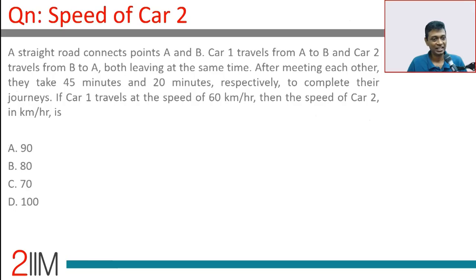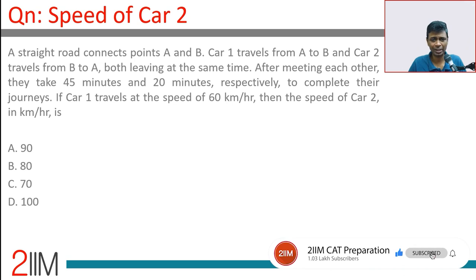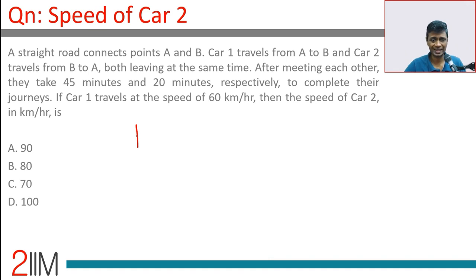A straight road connects points A and B. Car 1 travels from A to B and car 2 travels from B to A, both leaving at the same time. After meeting each other, they take 45 minutes and 20 minutes respectively to complete their journeys. Wonderful. It's a standard template. You've seen this template. It's appeared many times. C1 this way, C2 this way. After meeting, they take 45 and 20 minutes. So they meet somewhere here. Then C1 takes 45 minutes, C2 takes 20 minutes.